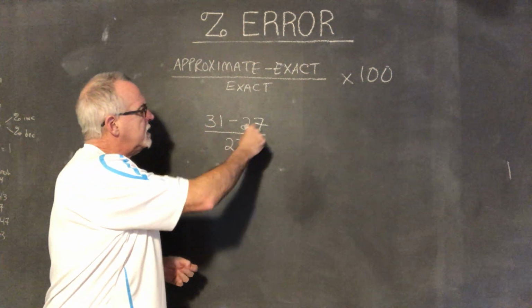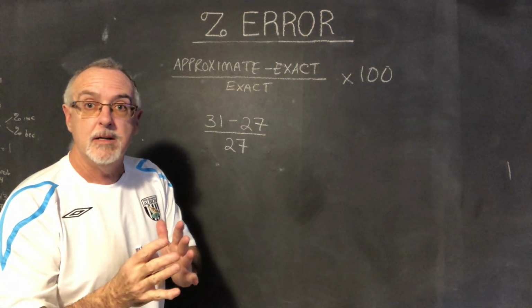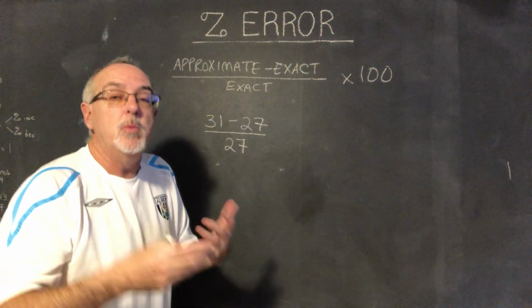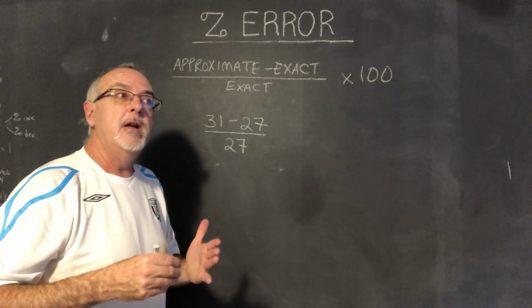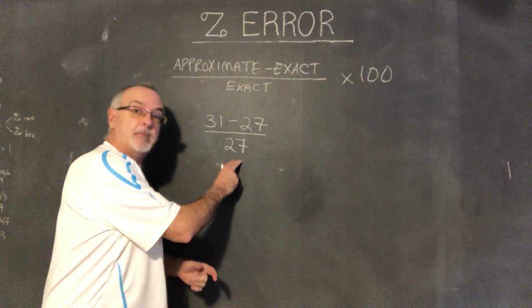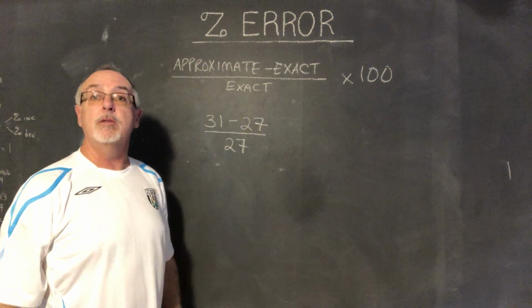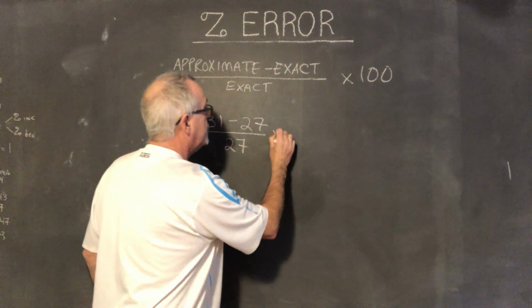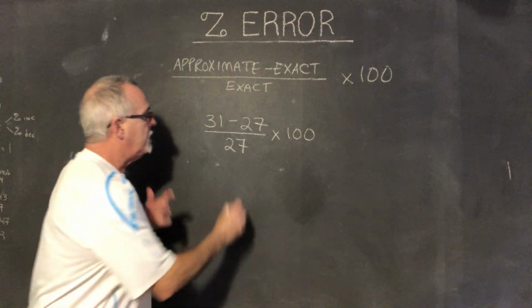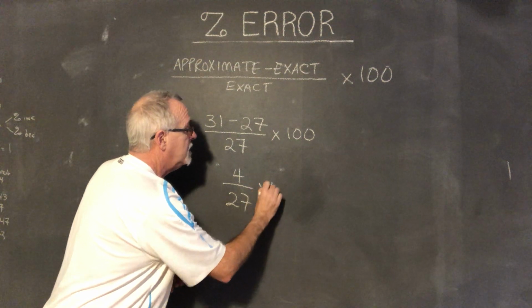Because the numerator is showing us how far off the guess was. And the denominator is showing how much there really were. We want to see how far away the guess was from the right amount, and doing this will allow us to calculate that in the form of a percentage. So of course I have to write times 100. Okay, 31 minus 27 of course is 4. We have 4 over 27 times 100.